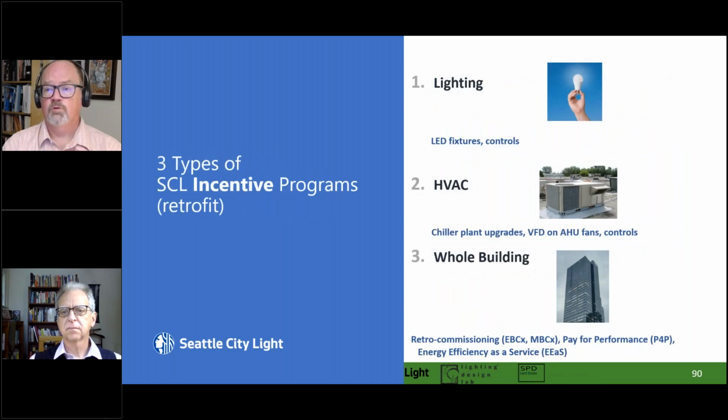I'm just going to give you the quick down and dirty overview. For lighting projects, they can help with replacement light fixtures and controls. And pardon me one second, I'm about to cough. Timing is everything. They can help with HVAC upgrades and with whole building incentives. Next slide.